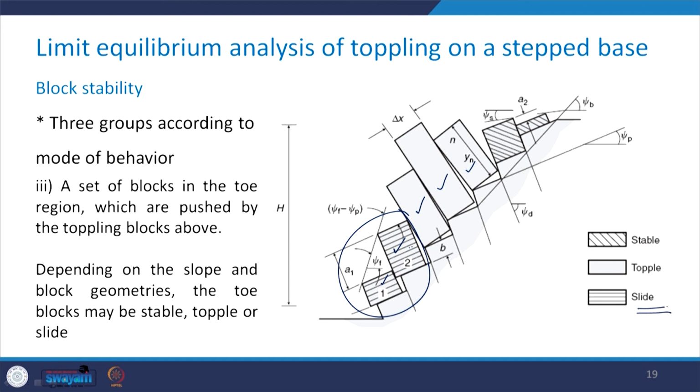Depending upon the slope and the block geometries, the toe blocks may be stable, they may topple or they may slide. So, this was all about the block stability. How the mathematical expression for this limit equilibrium analysis of rock slopes undergoing the toppling type of failure mode is carried out, we will take up in the next class. Thank you very much.